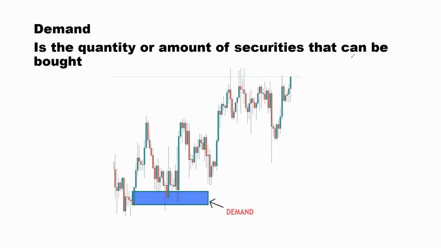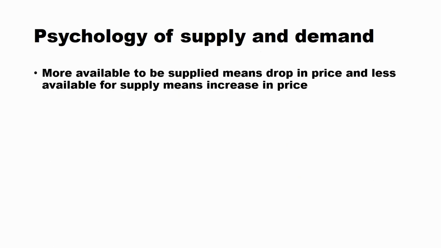Now, having looked at the definitions, I would like us to understand the psychology of demand and supply, right? Now, one, the more there are stuffs to be supplied, for example, the more there are iPhones to be supplied, the price is going to decrease, right? For example, let's assume Apple released the iPhone 14 at 1,400 and people do not buy.